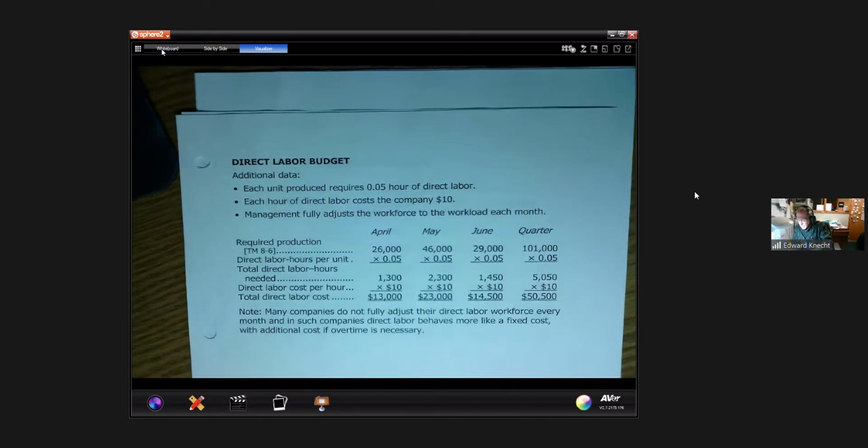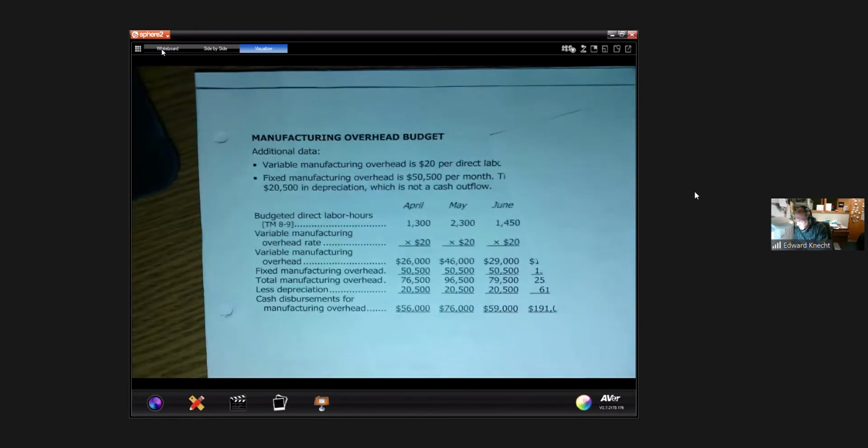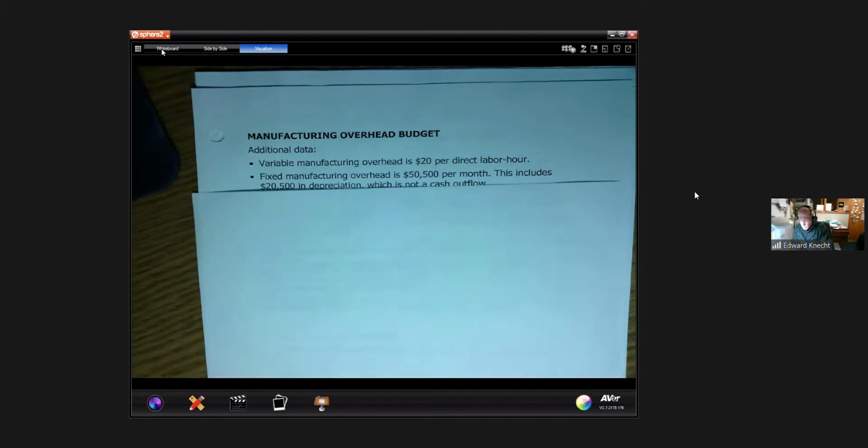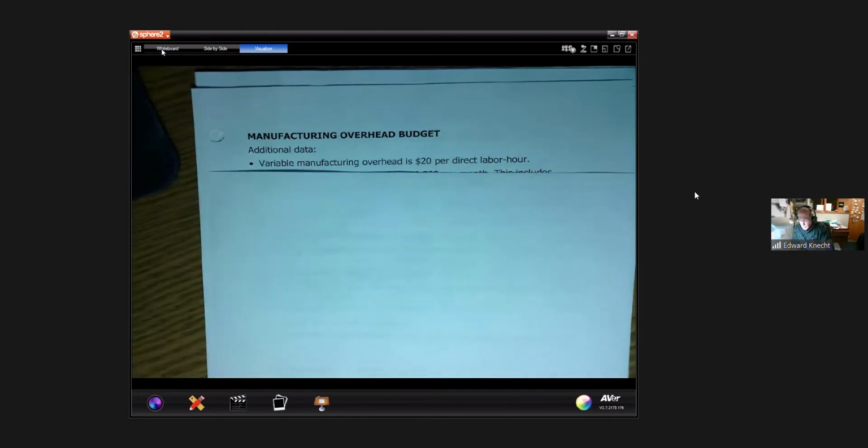All right, let's see what's next: budget. We're just flying through this because we're going to get to a couple of exercises or problems here. That's the best. Okay, additional data.